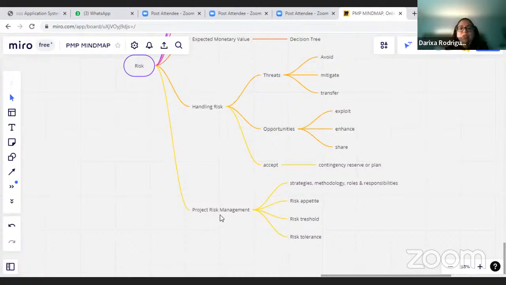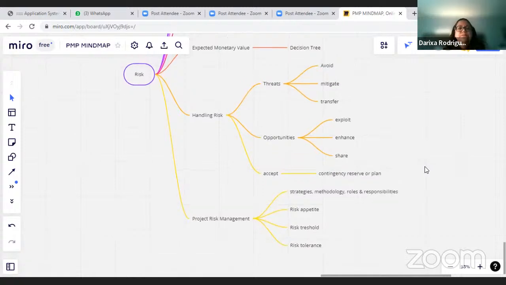In project risk management, we capture the strategies, methodology, roles, and responsibilities. We also assess the risk appetite of the stakeholders, risk threshold, and risk tolerance.